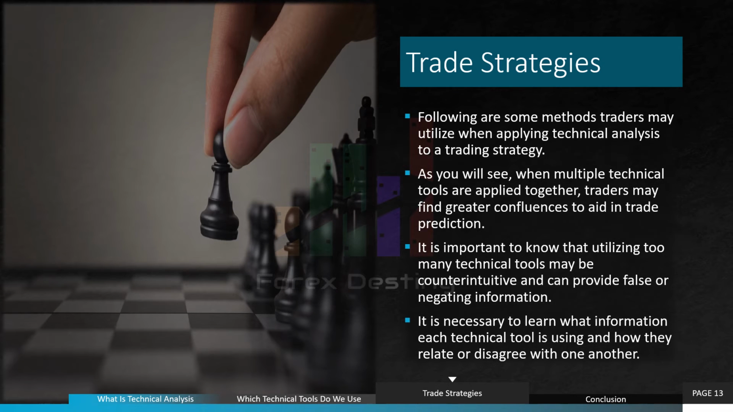Following are some methods that traders may utilize when applying technical analysis to a trading strategy. As you will see, when multiple technical tools are applied together, traders may find greater confluence to aid in trade predictions. It is important to know that utilizing too many technical tools may be counterintuitive and can provide false or negative information. It is necessary to learn what information each technical tool that you are using provides and how they relate or disagree with one another.